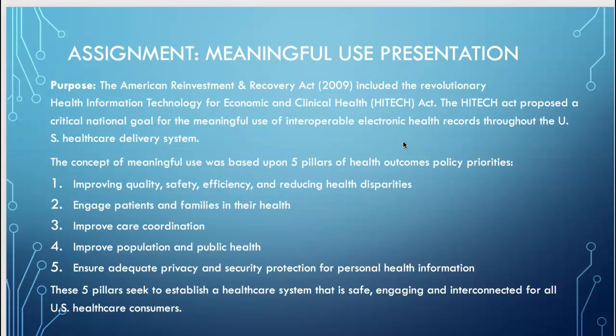So all of these pillars together, these 5 pillars, seek to establish a healthcare system that is safe, engaging, and interconnected for all U.S. healthcare consumers, which we know is not perfect, but at least it starts to force us to use our electronic health records in a way that is really actually going to be efficient and lead to good health outcomes. Otherwise, why are we using these electronic health records other than to just store information?